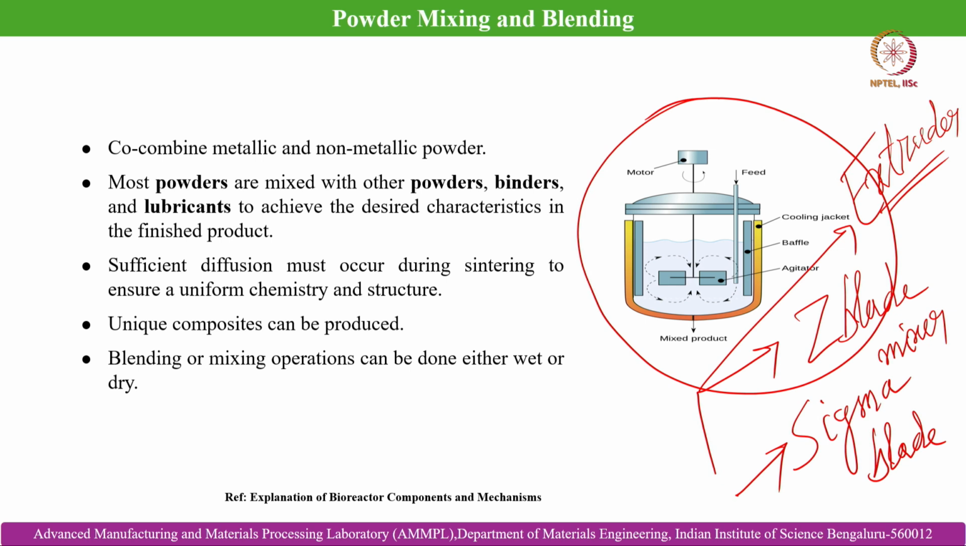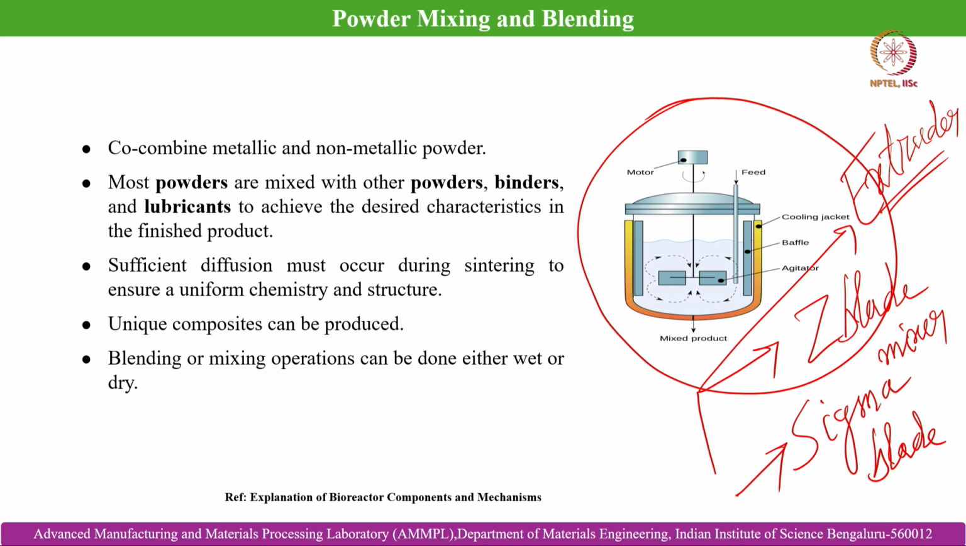Sufficient diffusion must occur during sintering to ensure a uniform chemistry and structure, so that we can achieve the desired microstructure and properties in the sintered parts. Unique composites can be produced by the powder metallurgy route, which are otherwise difficult, even not possible, to manufacture by other routes, like for example melting and casting. Blending or mixing operations can be done either in wet or dry condition.